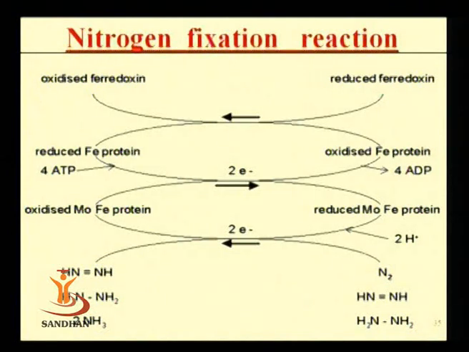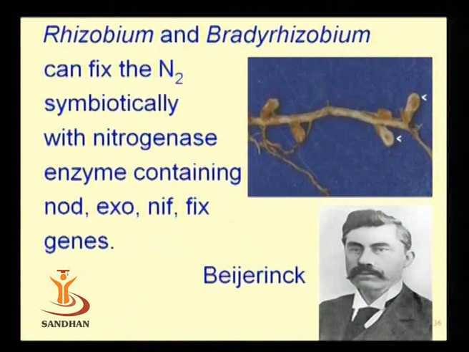The electrons which are donated for these reactions may be donated during photosynthesis, fermentation or respiration, depending on the type of organisms involved in nitrogen fixation. Rhizobium and Bradyrhizobium are the organisms which successfully fix nitrogen symbiotically in leguminous plants because they have the enzyme nitrogenase. This nitrogenase enzyme is encoded by genes like nod genes, exo genes, nif genes and fix genes. Symbiotic nitrogen fixation in leguminous plants was discovered by the scientist Beijerinck.